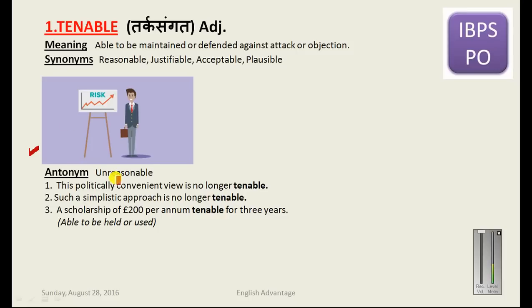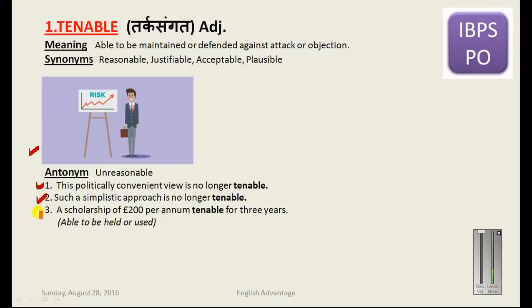Unreasonable will be the antonym for this word, tenable, and I have given here 3 example sentences for your convenience. This politically convenient view is no longer tenable. This view is no longer acceptable or reasonable. Such a simplistic approach is no longer tenable. This very simple approach is no longer acceptable in today's society.